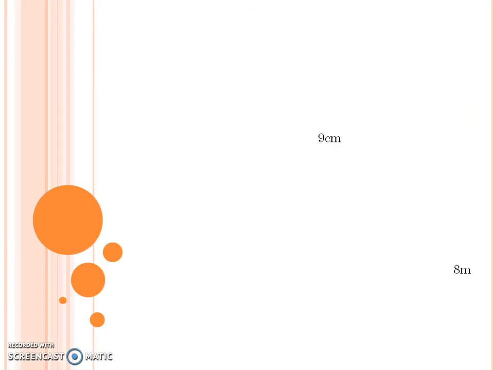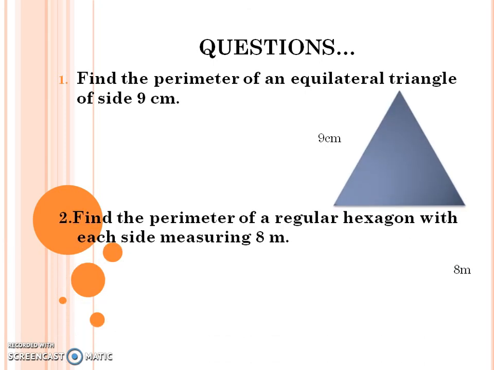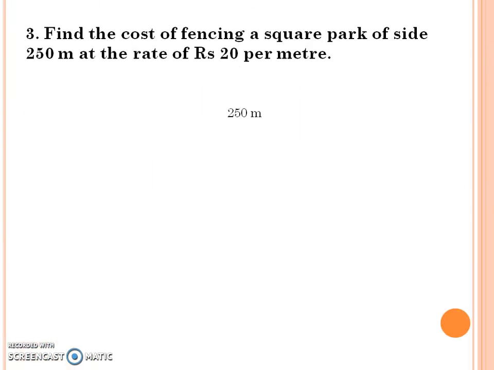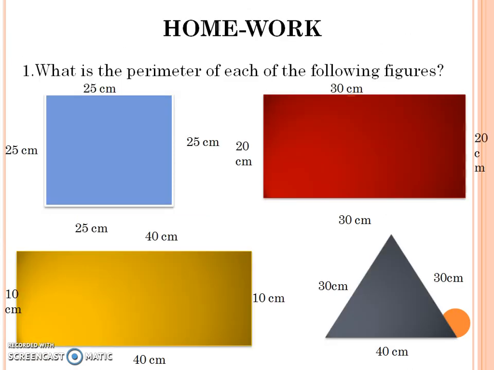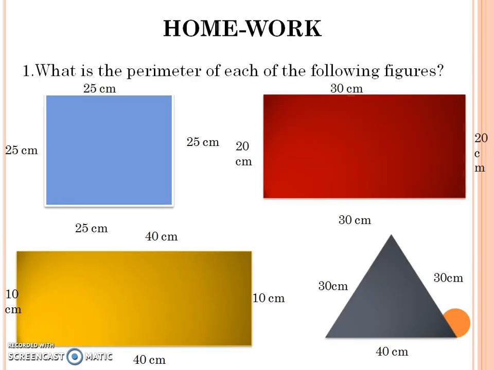Now it's question time, students. Okay, I want you all to copy these questions which you can see on the screen. Find the perimeter of an equilateral triangle of side 9 centimeter. Okay. And also find the perimeter of a regular hexagon with each side measuring 8 meter. Okay. Find the cost of fencing a square park, okay, of side 250 meter at the rate of rupees 20 per meter. Okay. And this is the homework.